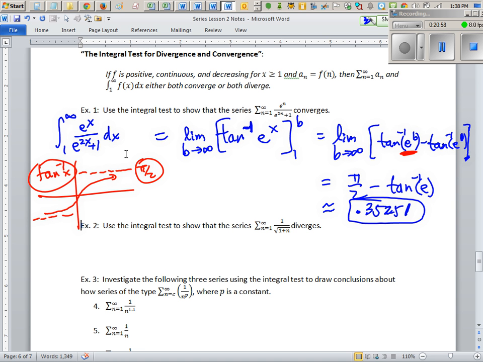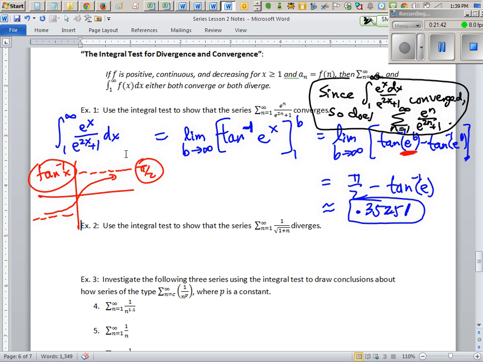Now, I don't dare say it's 0.35, but I know it converges to something. And I know it's actually a little bit near this, probably. You know, with point something, maybe. If that makes sense. So we're just going to go ahead and state our conclusion in black up here. Since the integral of e to the x dx over e to the 2x plus 1 converges, so does the series e to the n over e to the 2n plus 1.